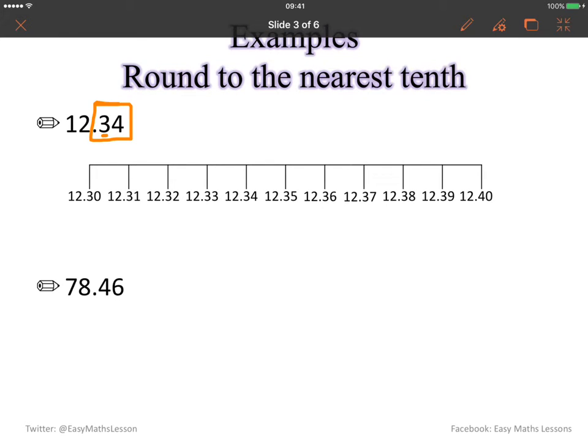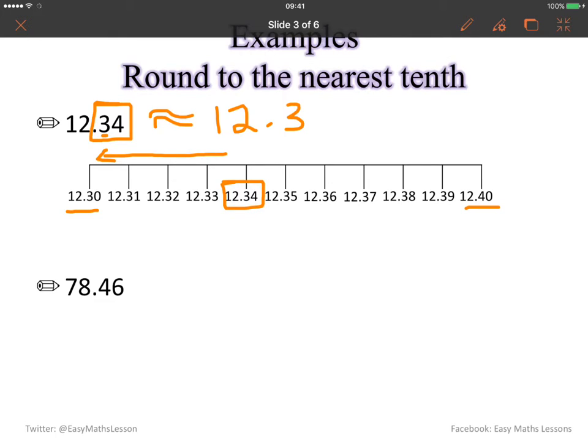So I've got on my decimal line 12.3, or please don't say 12.30 because there's no 30, 12.3, and I've got it all the way down to 12.4. Now 12.34 is right here, and I can see that it is closer to 12.3 than it is to 12.4, and therefore approximately equal to, squiggly equal means approximately equal to 12.3. I don't need the zero, I just put it there for your benefit.